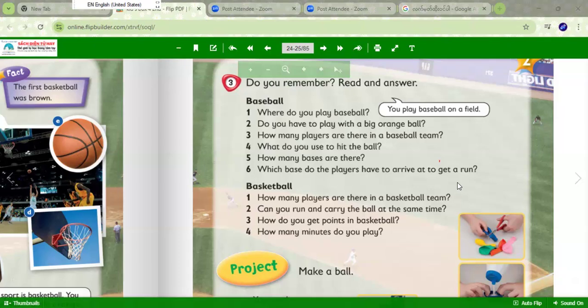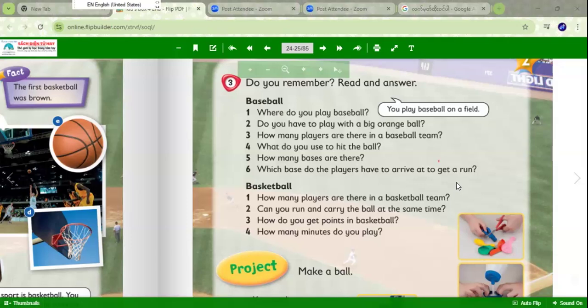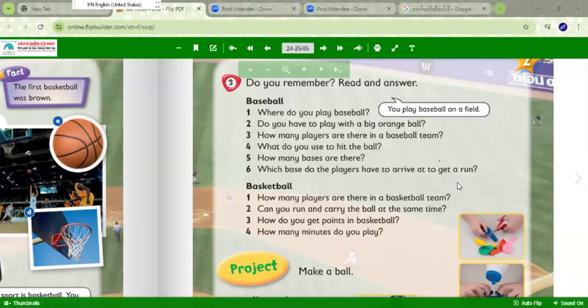Okay, so I will ask again. Do you have to play with a big orange ball? Your answer is... No. No, please tell the sentence. You have to play with a big orange ball is an incorrect answer. So what is the correct answer? A big orange ball and a baseball?